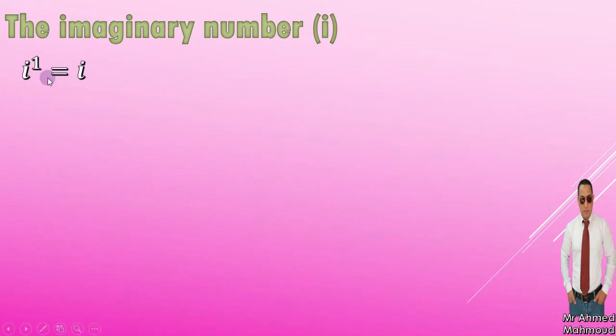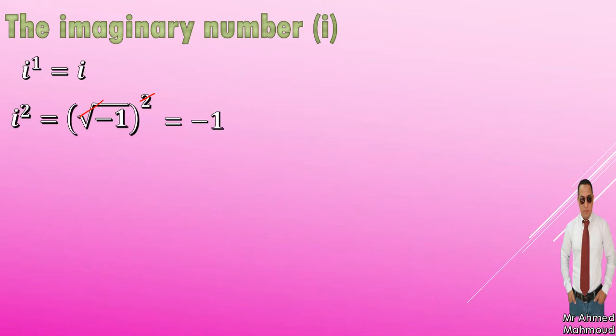I to the power 1 as usual equals I. Okay, what if we have I to the power of 2? I power of 2 means root negative 1 all to the power of 2. As we studied before, power of 2 cancels the root. Again, power of 2 cancels the root. Then the result will be negative 1 like this. Then we can say that I to the power of 2 equals negative 1.